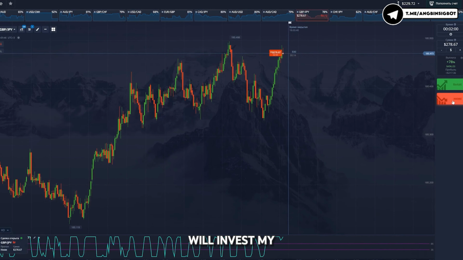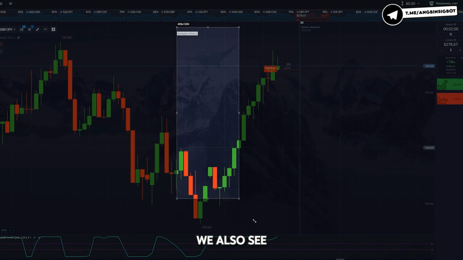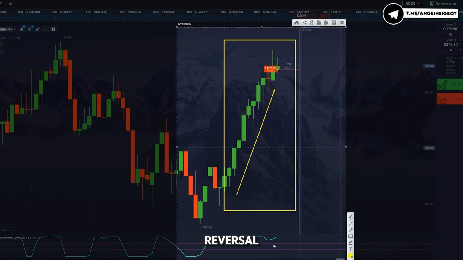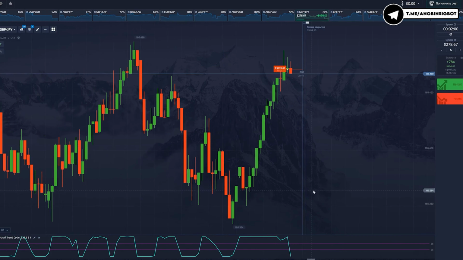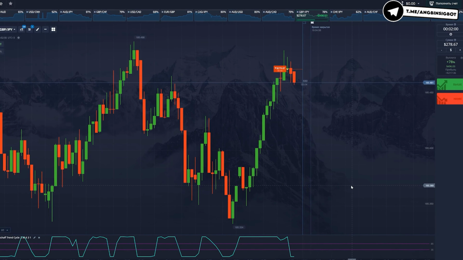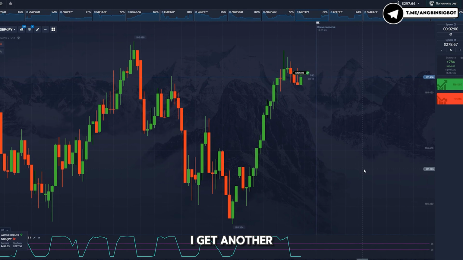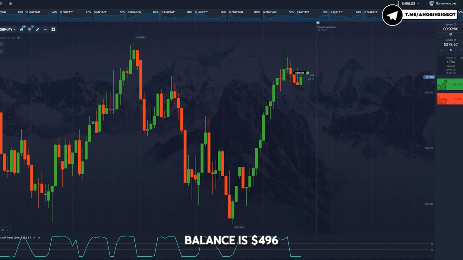Friends, my next entry will be on the currency pair pound yen. As usual, I will invest my entire bank in the trade. We also see that during this period the price is rising. The indicator has already signaled a reversal, but the price decided to update the maximum. We also have a candlestick pattern in the form of a pin bar. The previous candle closed with a large shadow. Considering all these indicators, I expect the price to go down. I get another profit and my balance is $496.